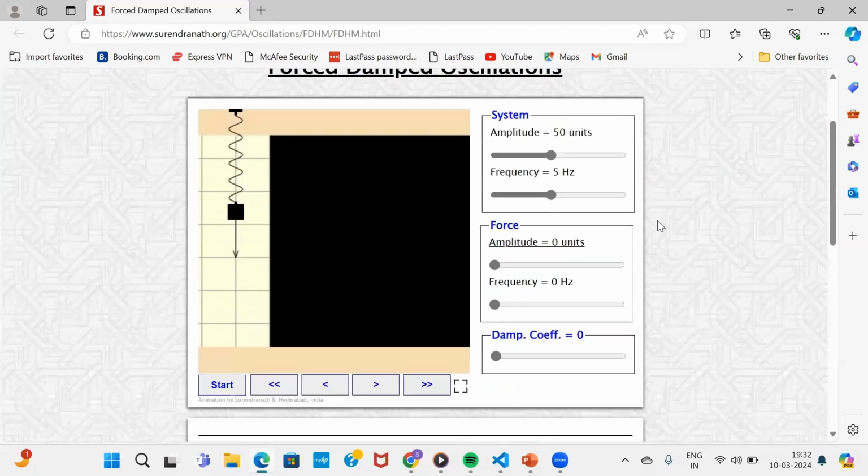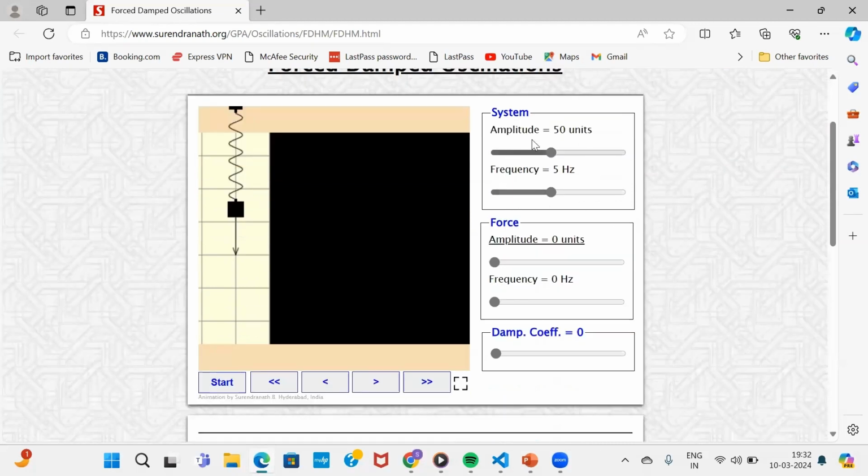See here, this one represents the system parameters. That means this spring loaded with mass has a natural frequency of 5 Hz and an amplitude of 50. And this one gives the periodic force you are applying. A frequency of 0 means it is just a force not varying with time. If you give some frequency value, then it sets the frequency of the periodic force. And this one is the damping factor.